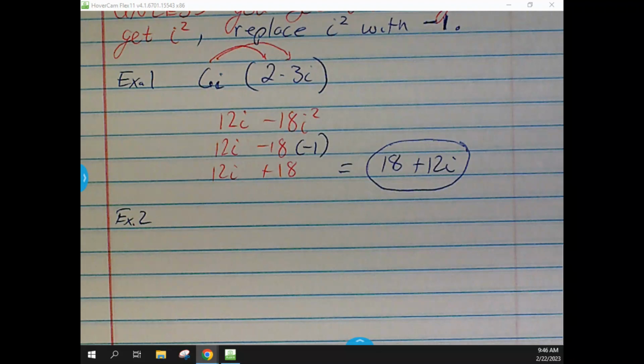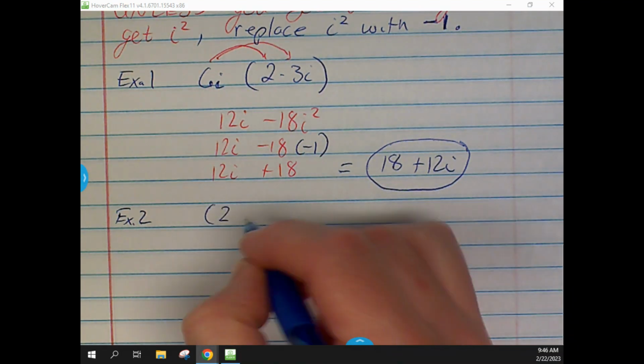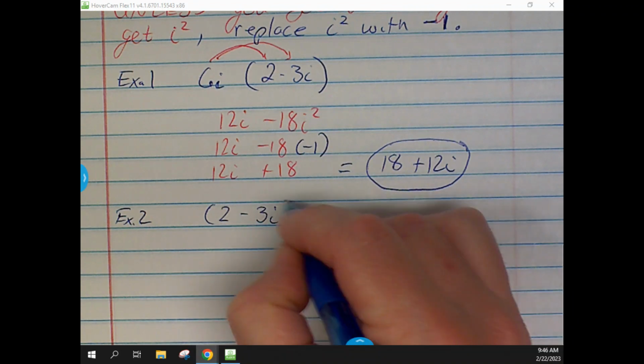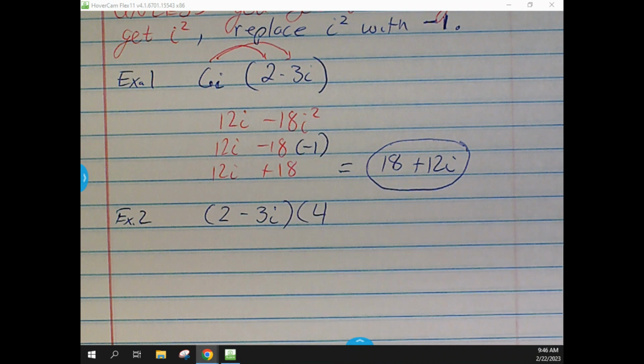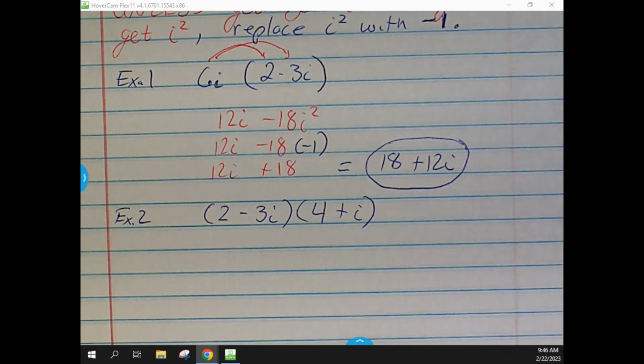All right, everybody okay there? Again, if you can get the I squared and the -1 substitution, that's the whole big hinge where this thing kind of goes through this one. Let me give you one with distributed property, and I don't know if we'll get past this one or not, but we'll just see. So let's go with 2 minus 3i and then 4 plus I.